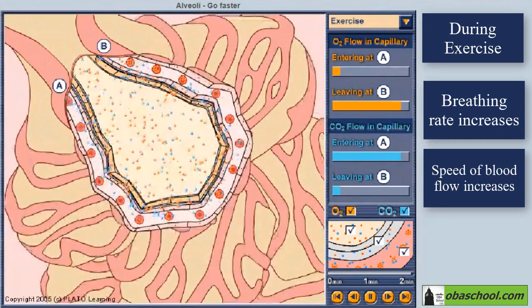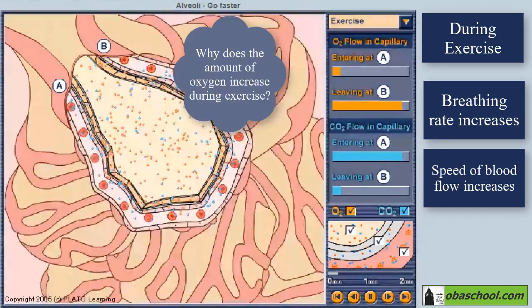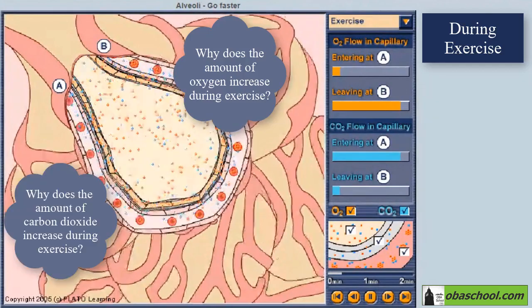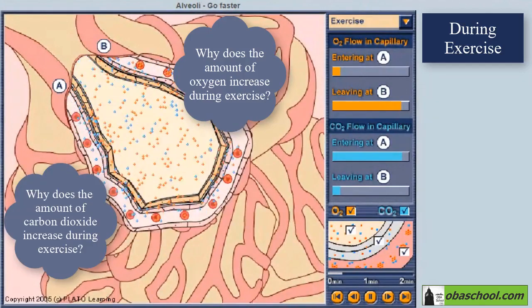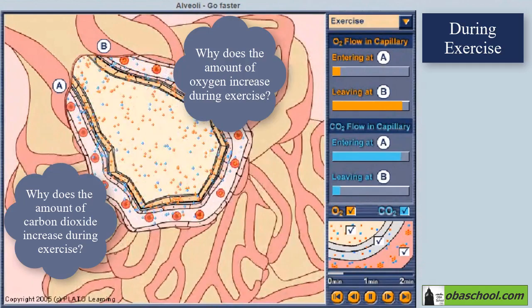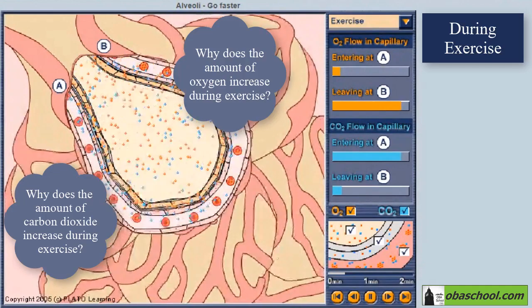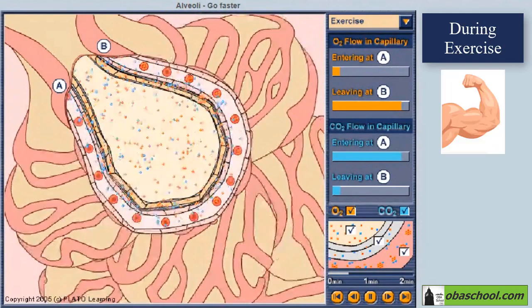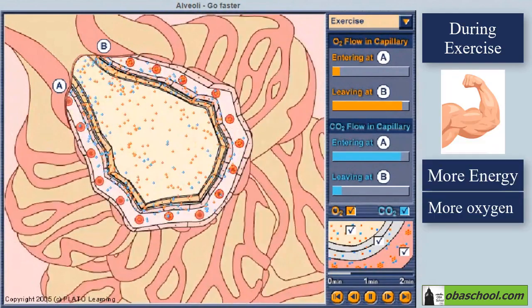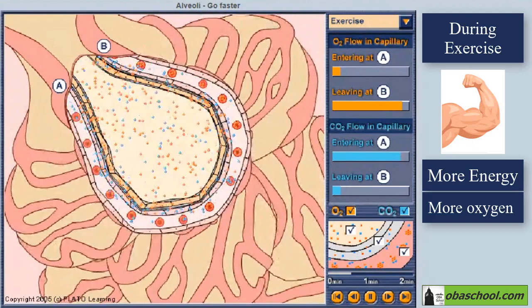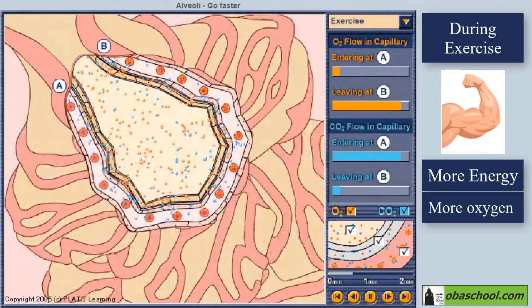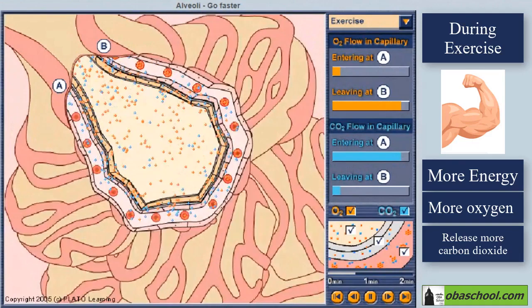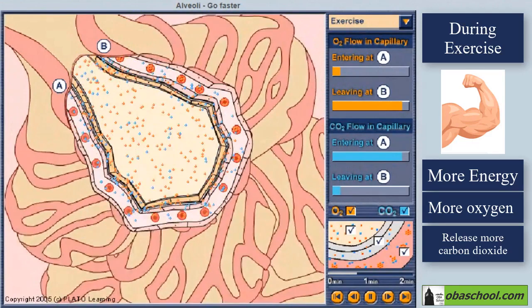Let's watch it again. Why do you think that the amount of oxygen leaving at point B and the amount of carbon dioxide entering at point A increases when a person is exercising? Well, it is because the muscles need more energy, which means they need more oxygen to make more energy, and thus they would be releasing waste product in the form of carbon dioxide.